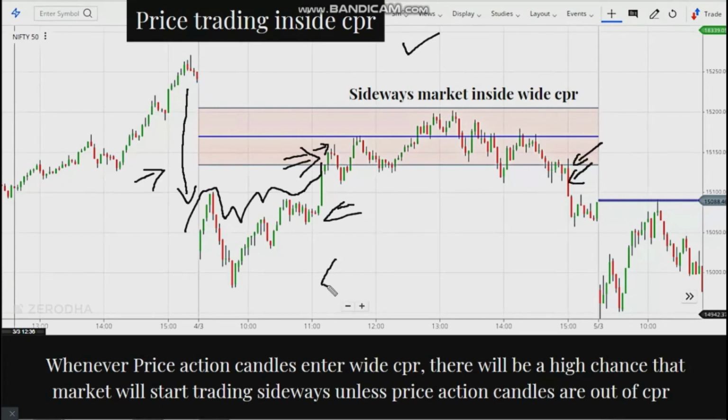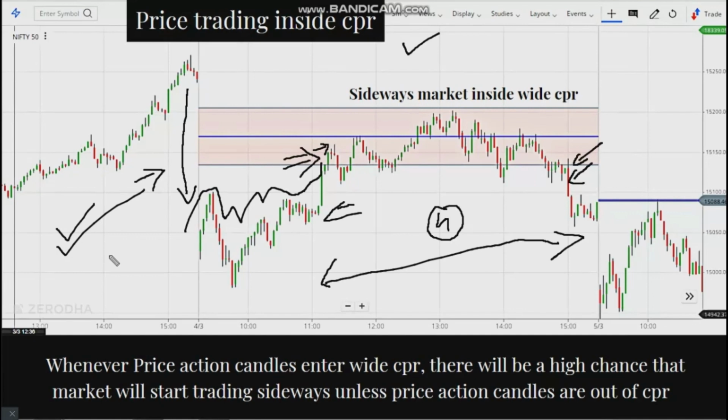In this scenario, it stayed there almost for 4 hours. Do you think it is necessary to wait for 4 hours? Whenever you see such a pattern, just leave. Don't trade on that day. It is not necessary to trade every day. Have a good few trades and then close the chapter. We will discuss this. However, the concept to understand here is whenever you see price action candles inside wide CPR, don't trade unless you're an option seller. We'll talk about it.